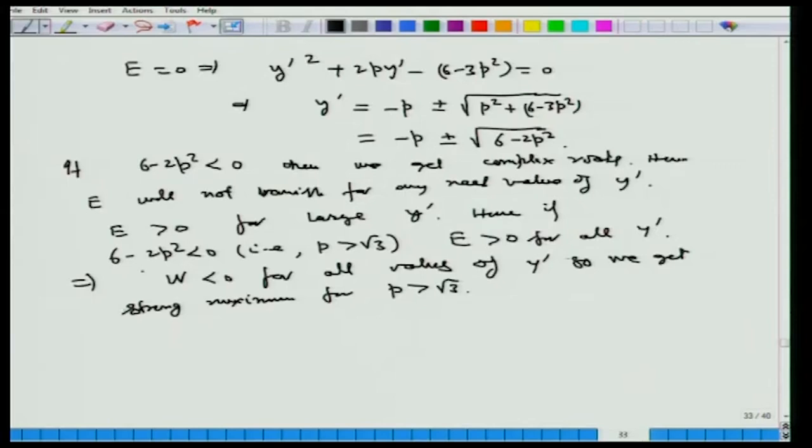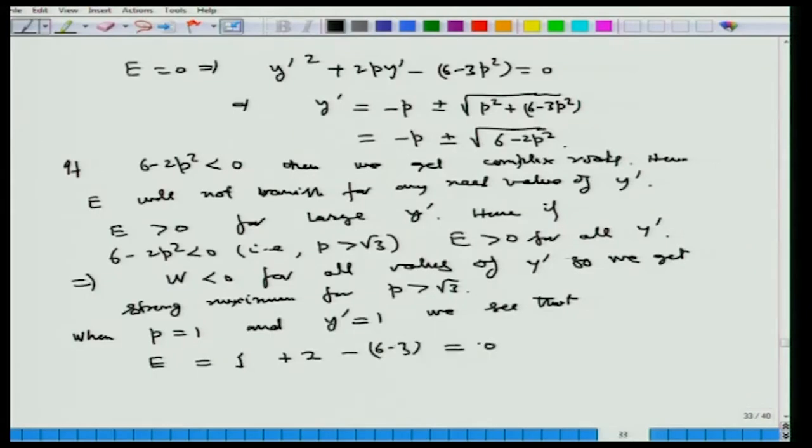And when P is 1 and y prime is also 1, we see that E equals 1 plus 2 minus 3 when we substitute P and y prime equal to 1. So, that is 0.